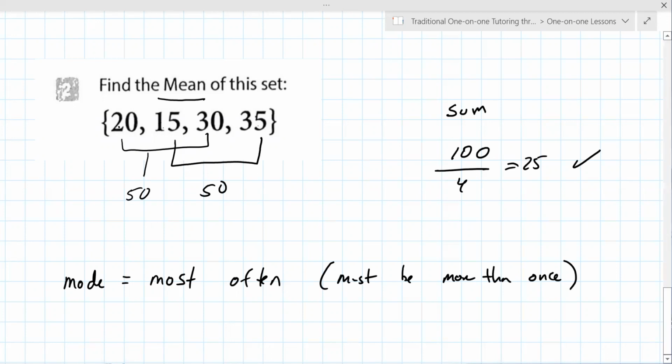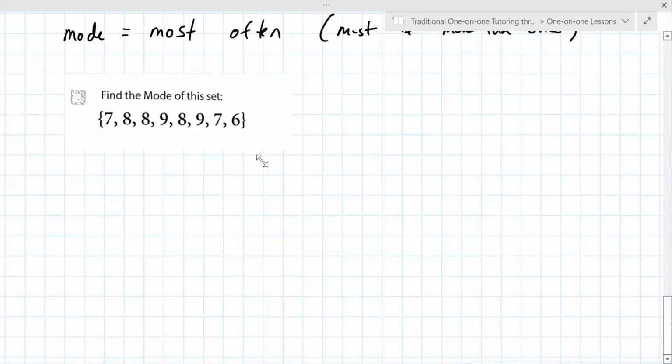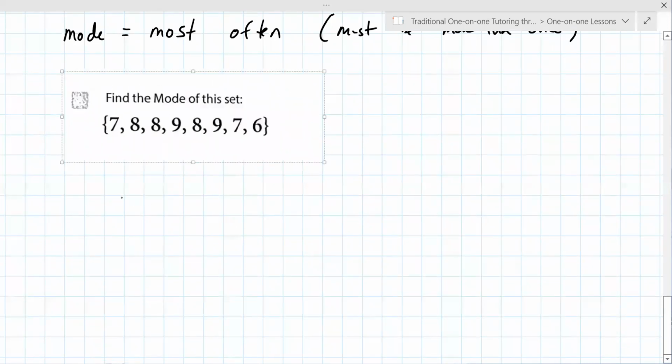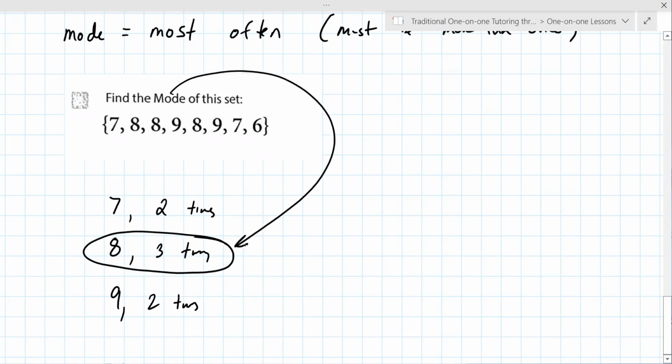So when you're looking at number 3, do you see a number that occurs more than once in that data set? I'm going to snip it in, but you're looking at it here. Is there a number that occurs more than once? 7, 8, and 9. So 7 is 2 times, 8 is 3 times, and 9 is 2 times. So which is the mode? It's the one that occurs the most often.